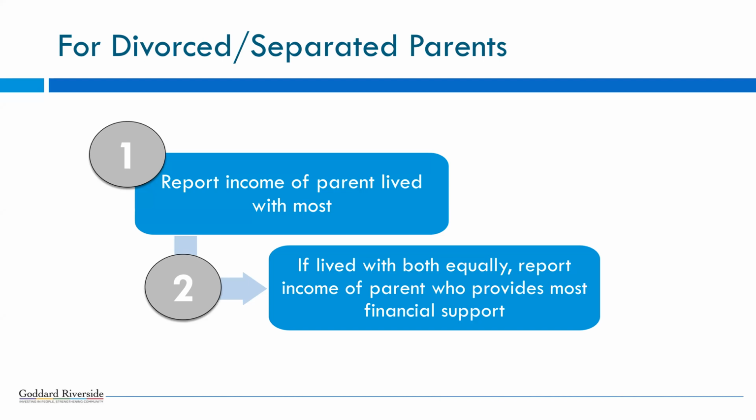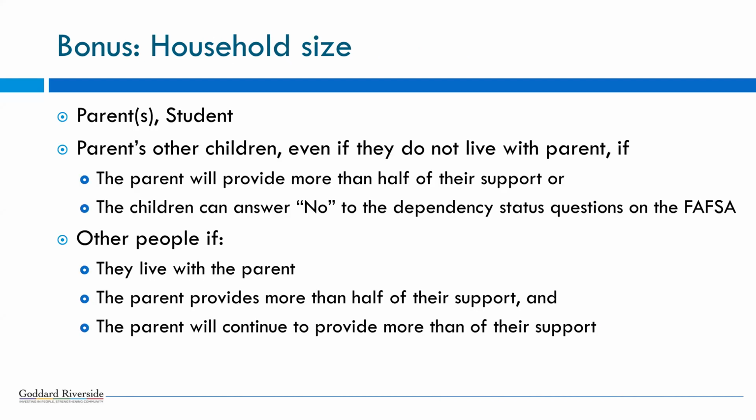All right. Let's take a look at the bonus slide for this section, household size. So when we're looking at household size, the parent or parents and the student, parents, other children, so your younger siblings are definitely going on. But if you have an older sibling that maybe is at college or that you're providing more than half of their support still, then you can also consider them as a part of the household. Other people, if they live with the parent and the parent provides more than half of the support, and the parent will continue to provide more than half of their support, they may also be included on the FAFSA.